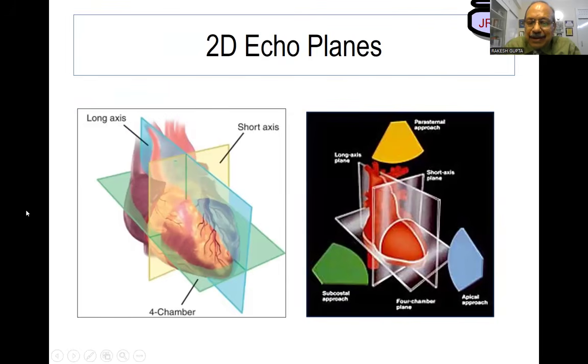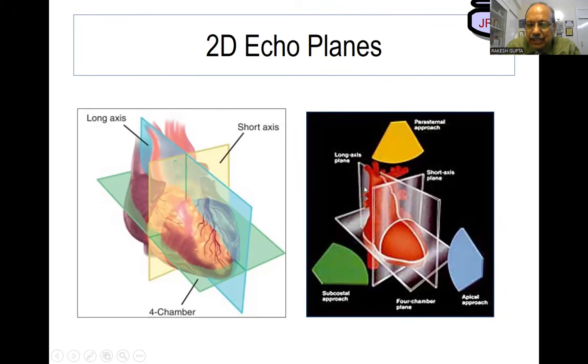This is again a pictorial diagram. This is the long axis view. This is the short axis view. And this is the 4-chamber plane. How do you cut that heart? Suppose the long axis view is like this. What is it cutting? It will cut the LV, LA, some part of the RV, and then the aorta.